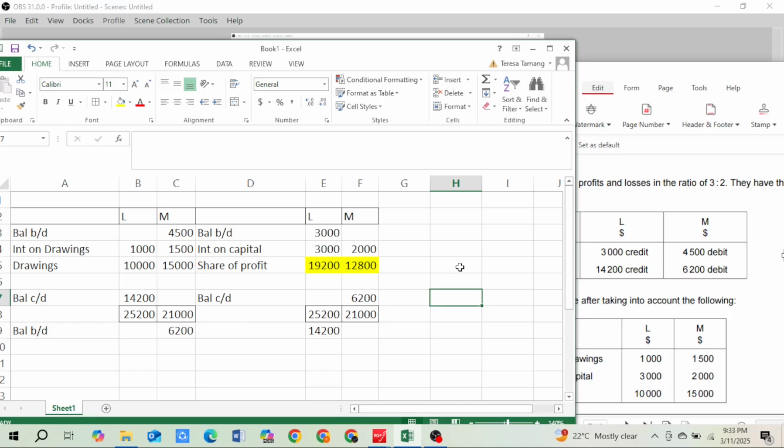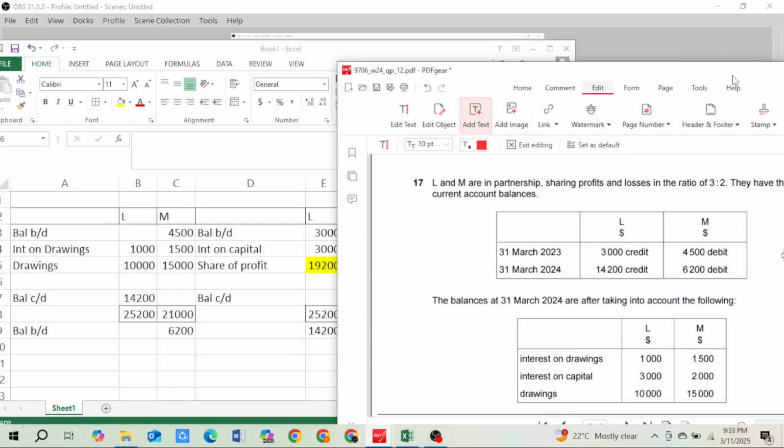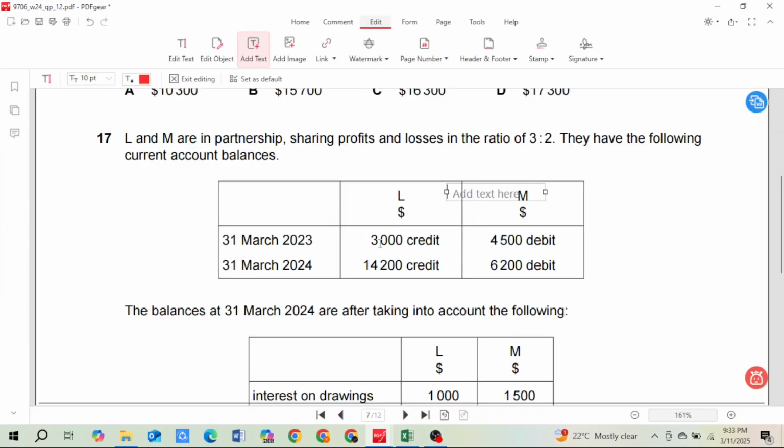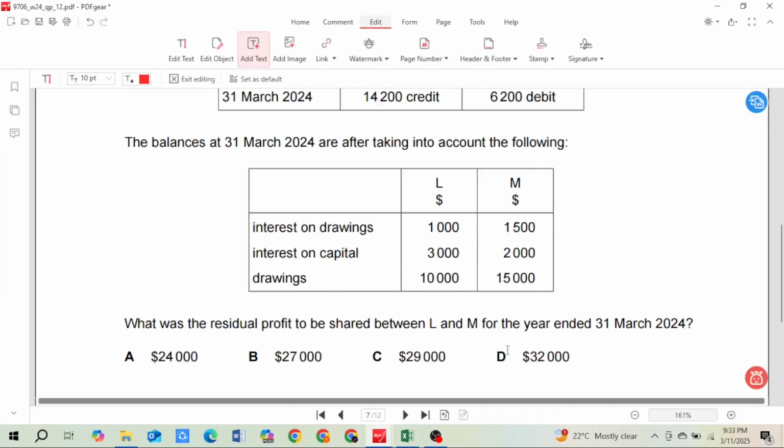So we add them together, and this is the total profit available to distribute between the partners as a share of profit. Okay, so which is this plus this. So 32,000. Hope you understood this. 32,000 is option D.